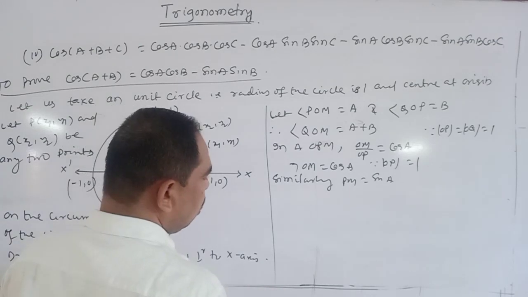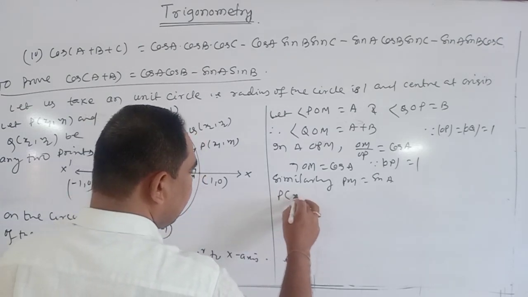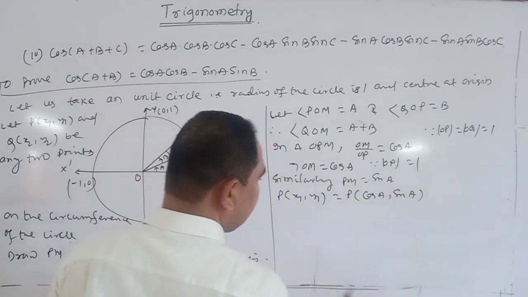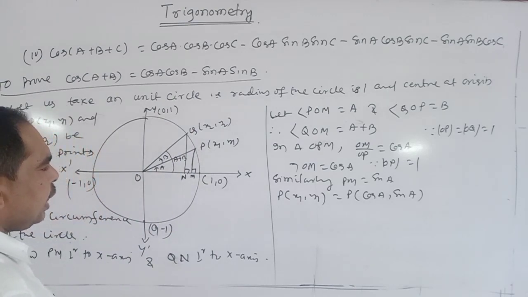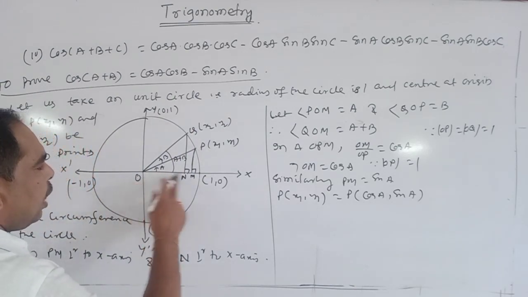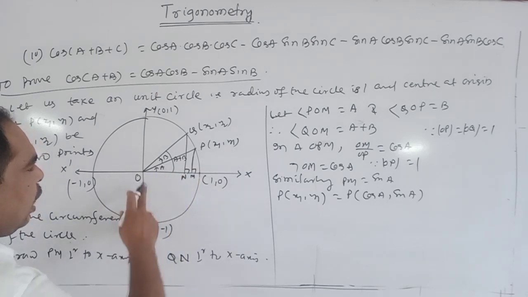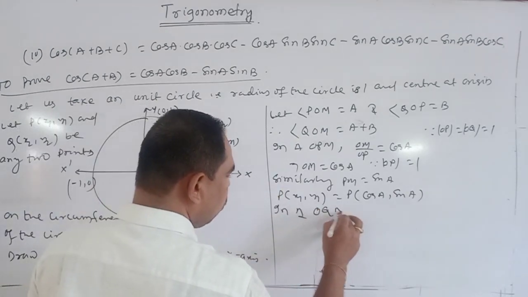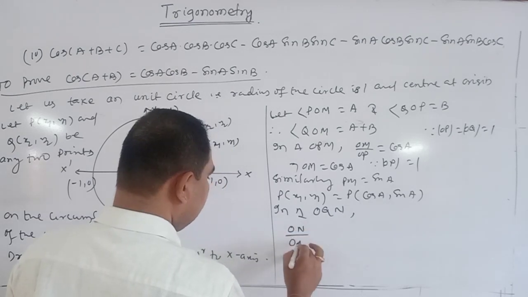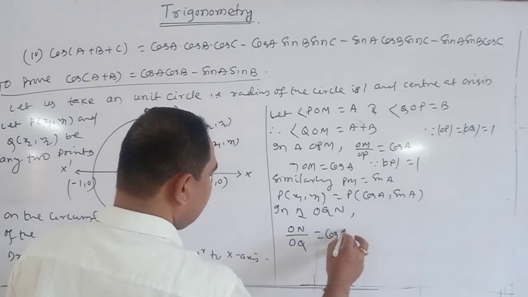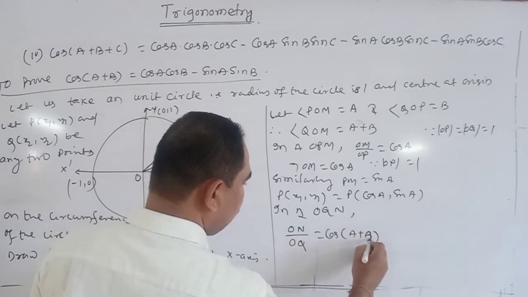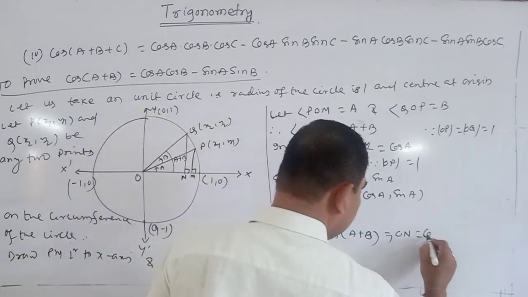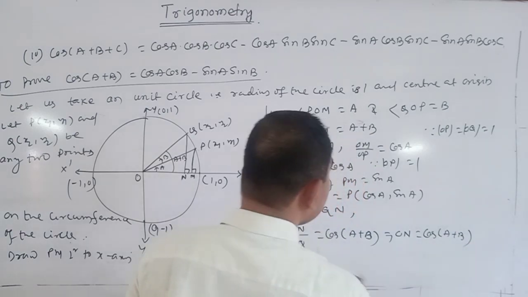So the coordinate of P, meaning P(x1, y1), is P(cos A, sin A). Next, in triangle OQN, ON by OQ is equal to cos of A plus B. So ON is equal to cos(A plus B), because the modulus of OQ is 1.